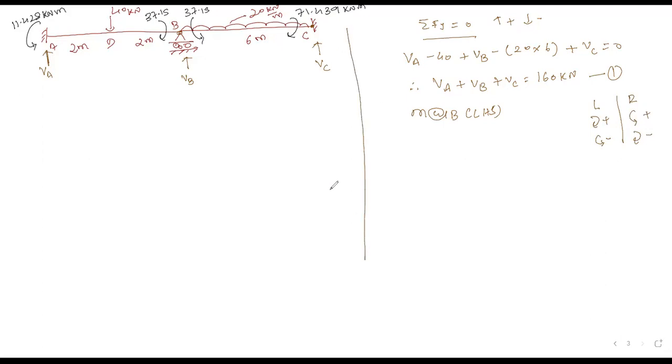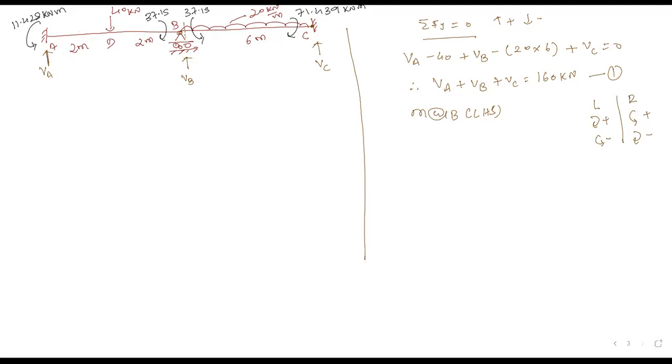Now let me calculate moment about B on LHS. We are taking moment on the left hand side, that is, we are cutting a section just about this point. So on left side, starting from point A, VA into 4. What is the direction of moment? Tell me. Which direction will come, clockwise or anti-clockwise?